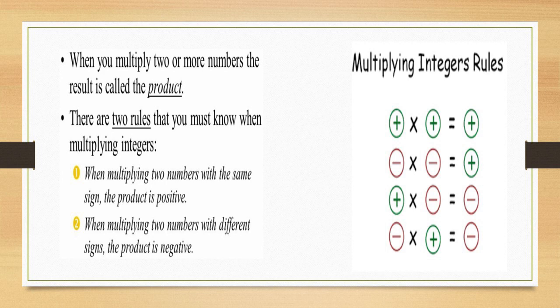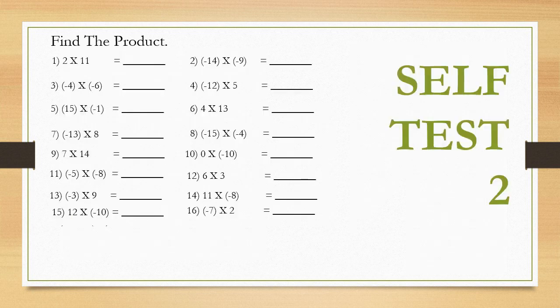First, when multiplying two numbers with the same sign, the product is positive. Means plus into plus is plus. Minus into minus is plus. When multiplying two numbers with different signs, the product is negative. So plus into minus is minus. Minus into plus is minus. Again, there are a few questions for practice here based on products.